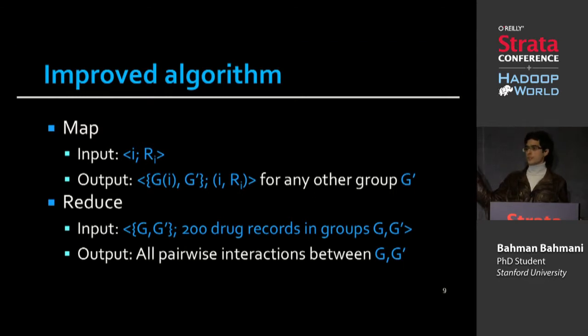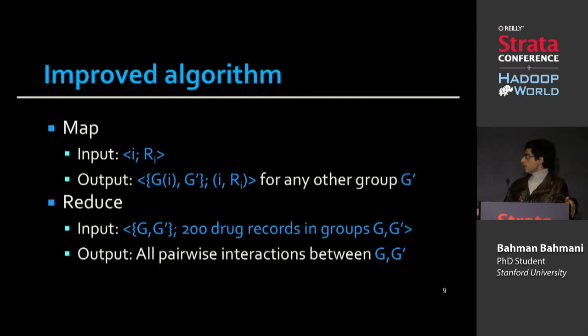Notice that the information about which drug this record belongs to has been lost in the key, so we are just putting it in the value. So if G over there is like 1, this G prime is going to be anything from 2 to 30. And then what the reduce receives is that for any pair of groups, it's going to receive the 200 drugs in these 2 groups. And it's going to compute all the pairwise interactions between any drug in group G and any drug in group G prime.